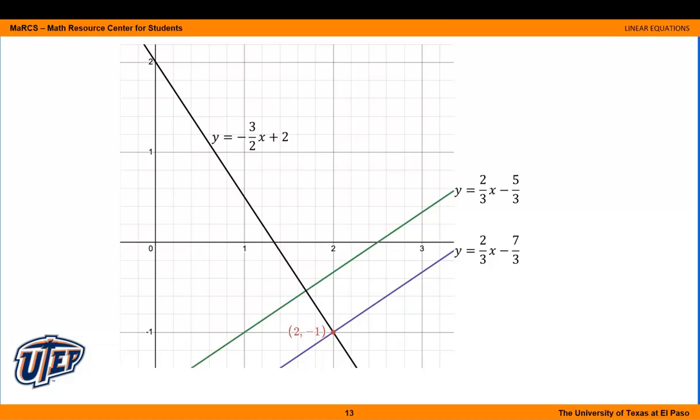To wrap things up, linear equations allow us to model relationships and understand how variables change together. Once you understand slope and how to write equations of lines, you have a powerful tool for solving real-world problems.